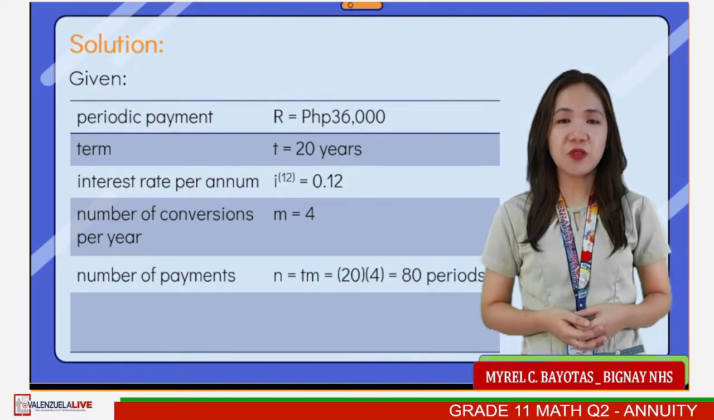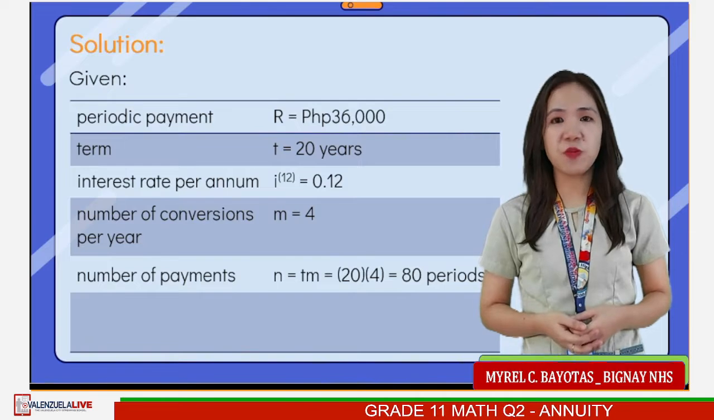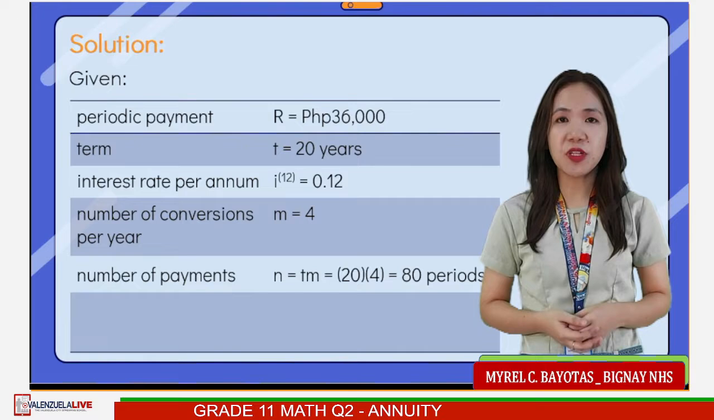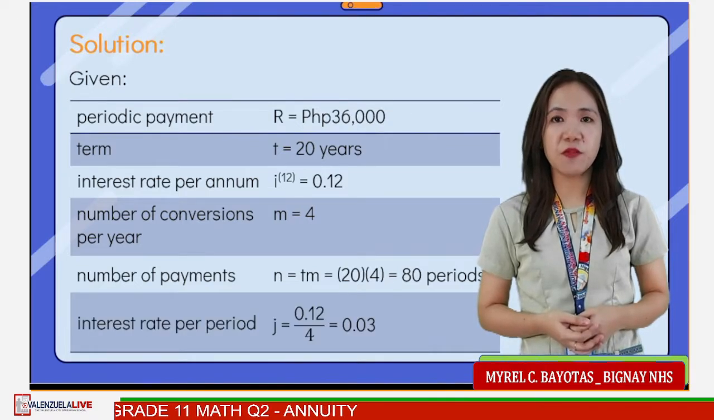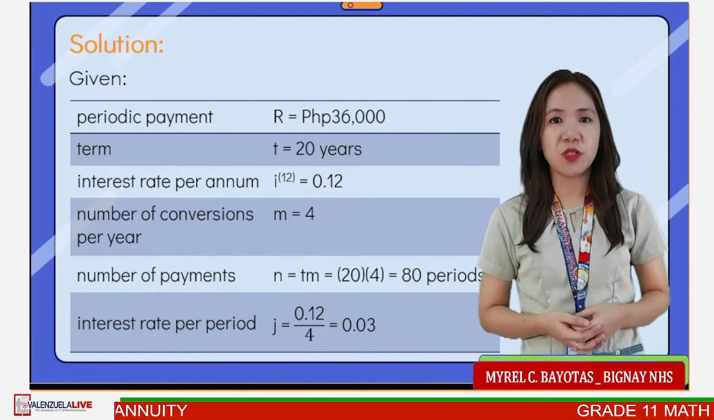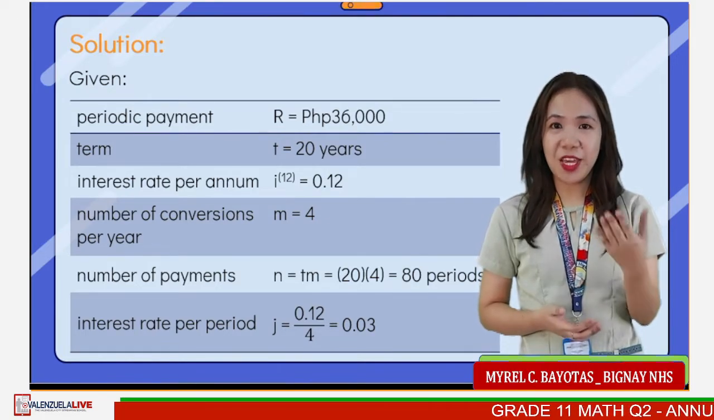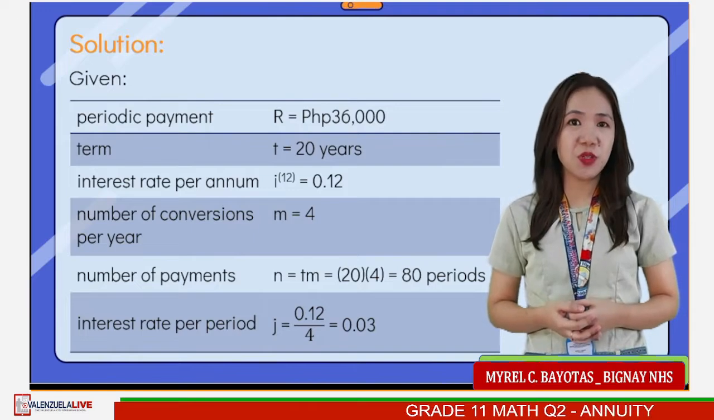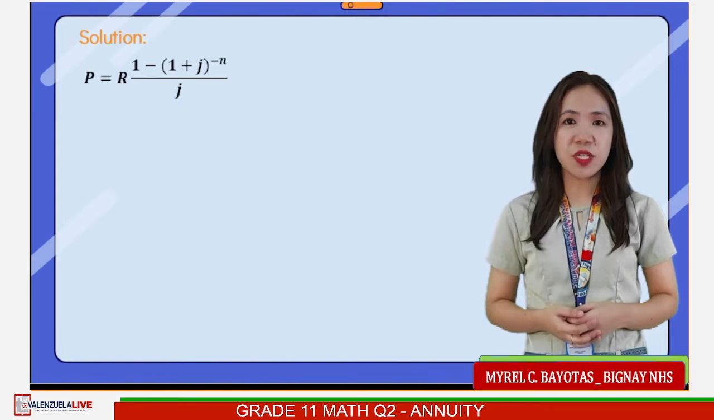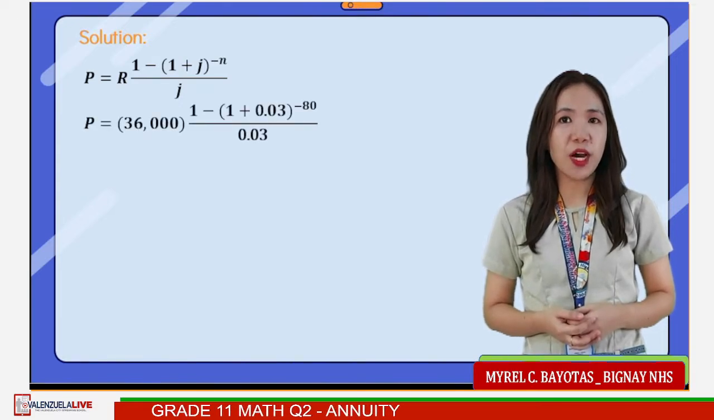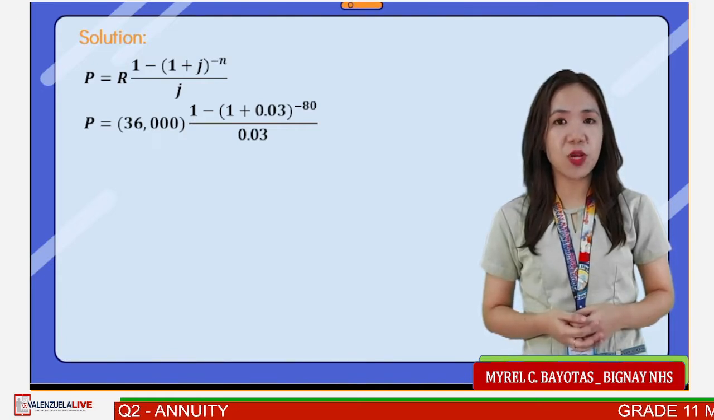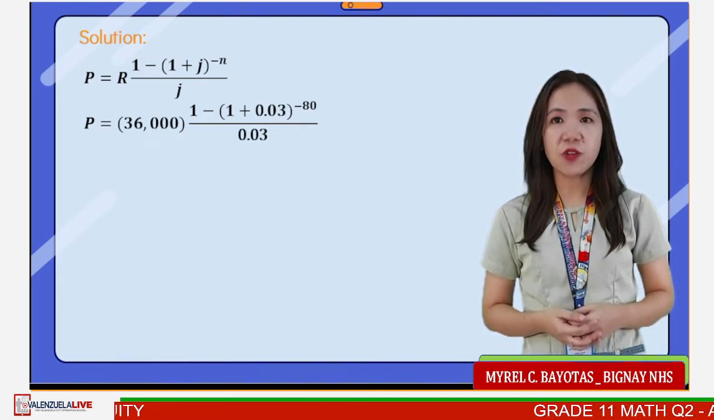Finally, to get the interest rate period, we use the formula J equals I over M. By substitution, J equals 0.12 divided by 4. Therefore, J equals 0.03. Okay, so we'll start with substituting the given to the formula. We have P equals 36,000 times 1 minus the quantity of 1 plus 0.03 raised to negative 80 all over 0.03.